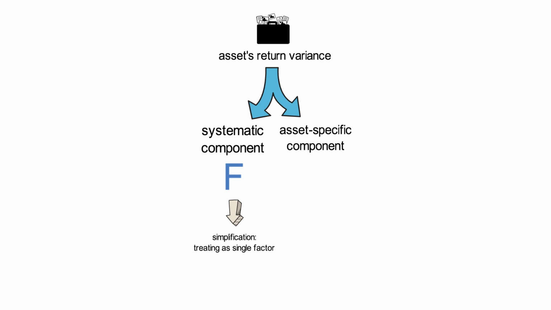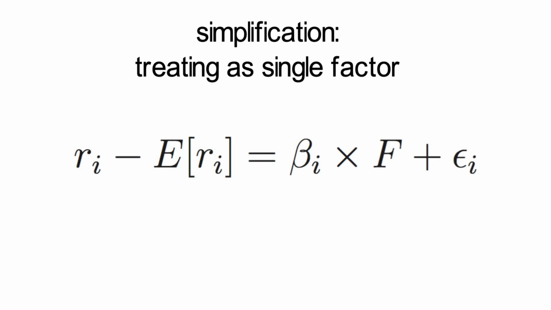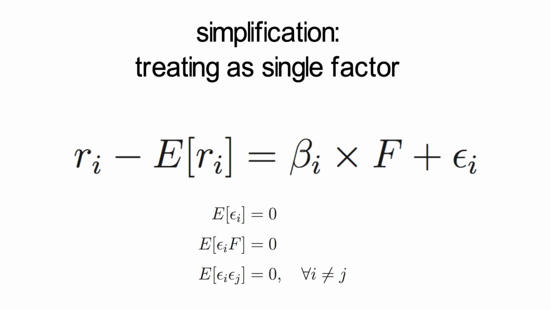Now, a single factor model would therefore postulate the following return dynamic for asset i, where the expectation of R_i is denoted as E of R_i, beta_i is firm i's return sensitivity to the single common risk factor F. And importantly here, the firm-specific return component epsilon_i has the following dynamics. Its expectation is 0, its covariance with F is 0, and the covariance with epsilon_j is also 0.